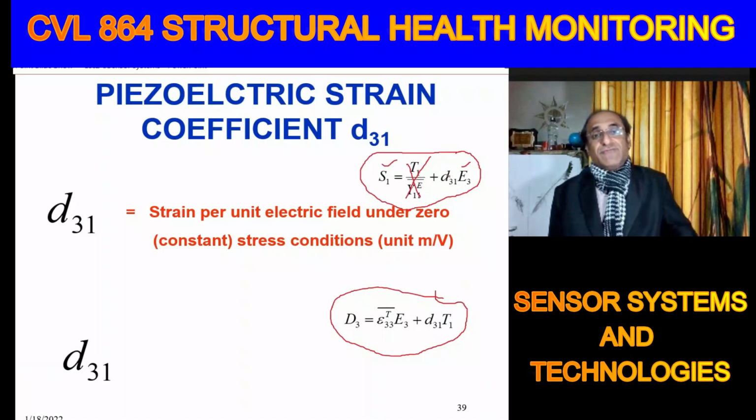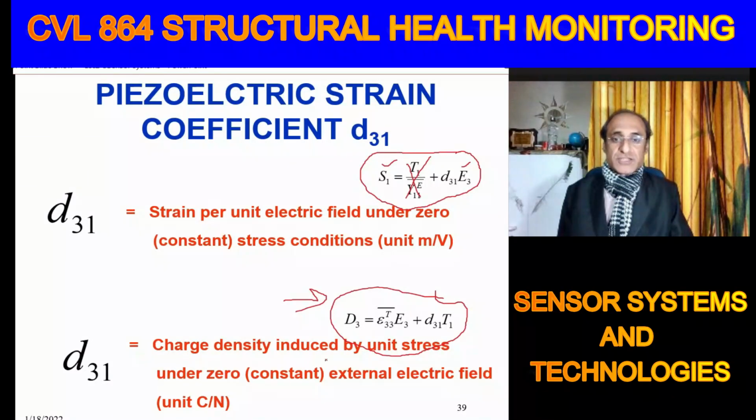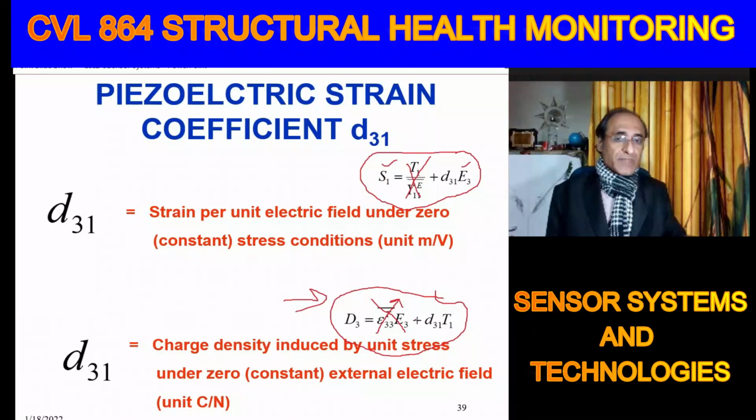Alright, and we can use the other equation also to define D31. So can anyone guess how we can define D31 by using this equation? It is the charge density induced by unit stress under zero external electric field condition. So if your external electric field is zero, this term is gone, then what is D31? It is basically the charge density per unit stress. So apply some stress and find out how much charge is generated, and that will give you the measurement of D31. So this is how experimentally D31 can be evaluated.